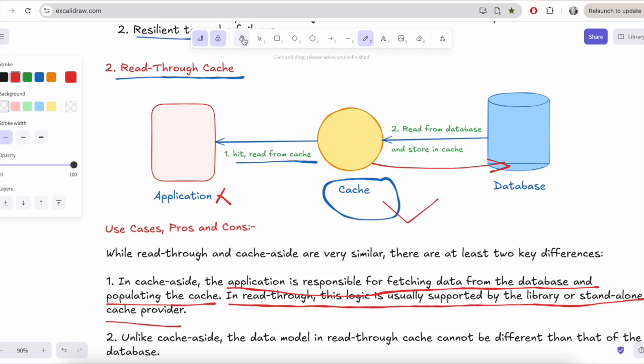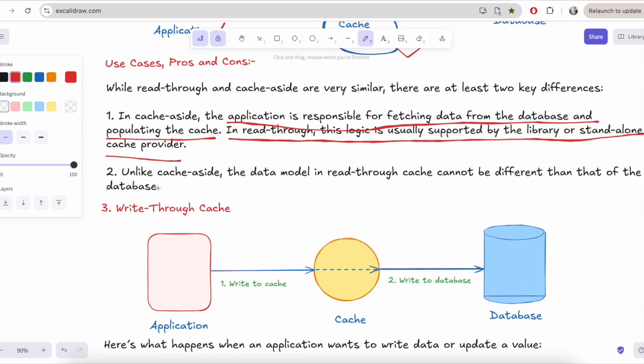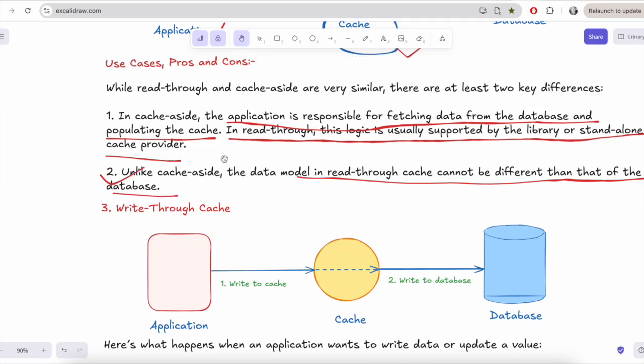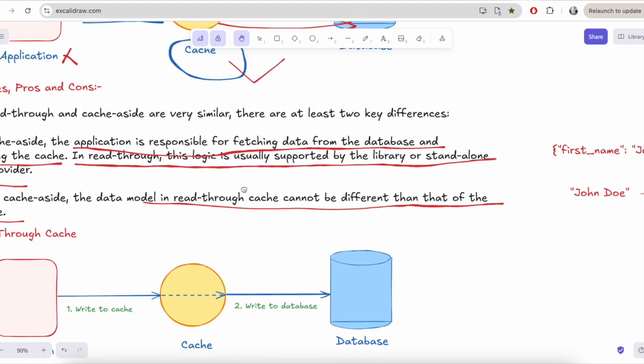Okay. Now, the second one is, unlike cache aside, the data model in the read through cache cannot be different than that of the database. It sounds technical, right? Let's break down this term. What it meant here, right? Unlike cache aside, the data model in the read through cache cannot be different than that of the database. Okay, let's understand this one from here.